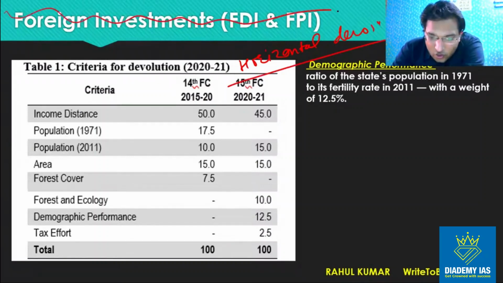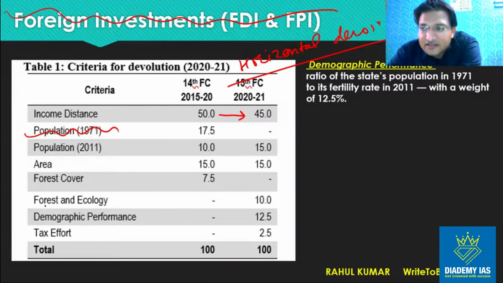So this is a wrong heading. Okay. Criteria for devolution. The income distance criteria has been reduced from 50 to 45. Population of 1971 has been completely eliminated. This is a major point of controversy, that now those states which reduce their population are disincentivized. This is a major criticism of this commission, because they have actually eliminated this criteria, right?